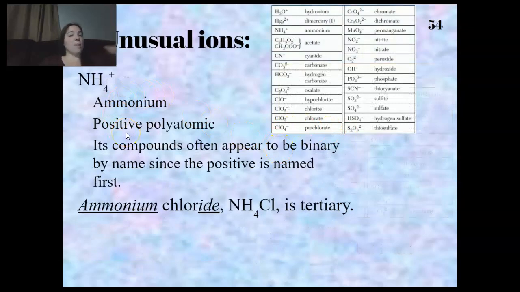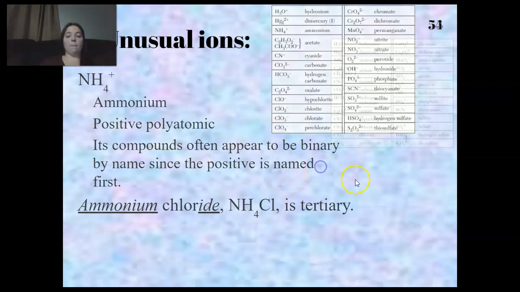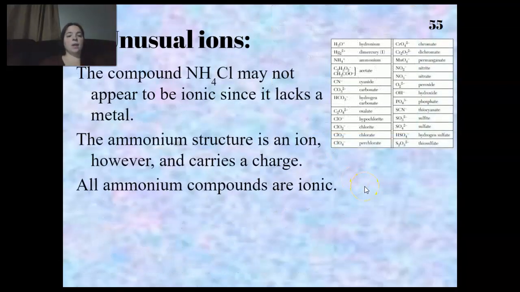There's your ammonium. It's a positive polyatomic. Its compounds often appear to be binary by name. Since it's positive, it's named first. So ammonium chloride: you've got that nonmetal ending with "ide," and it starts with ammonium. But it is tertiary because you've got more than 2 elements. Remember that. Then you've got the compound ammonium chloride. It may not appear to be ionic since it lacks a metal, but the ammonium structure is an ion, so it carries a charge, which causes it to be an ionic compound.